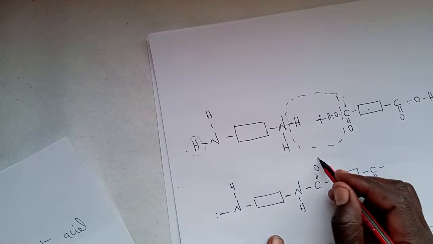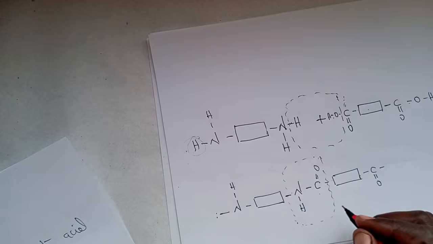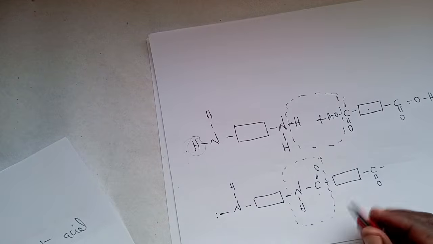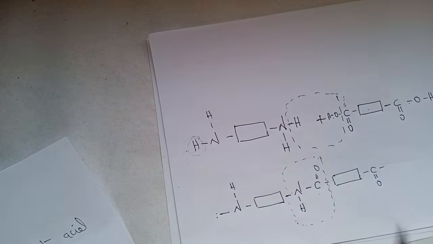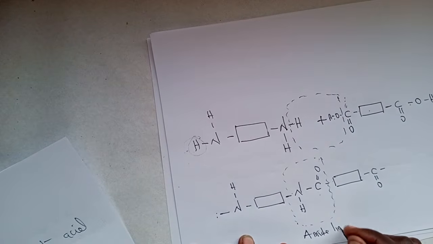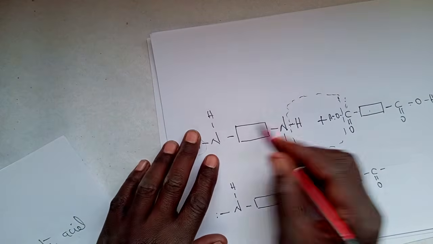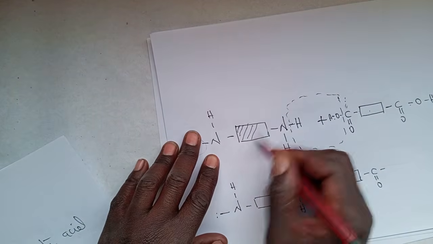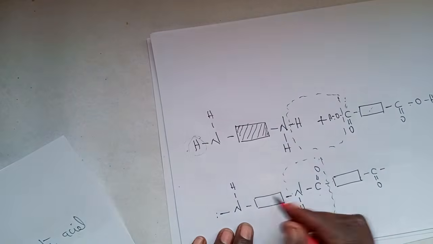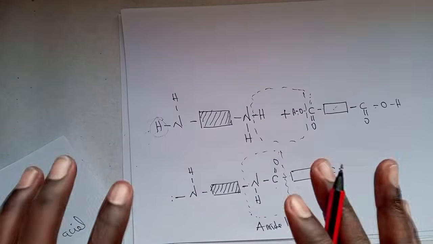Now, this one here, we call this an amide linkage, okay? That's one thing you need to understand about this. So now, we call this one an amide linkage. Now we need to make a difference here so that these 2 don't look the same. We're going to shade this one and leave that one, so that it makes sense.